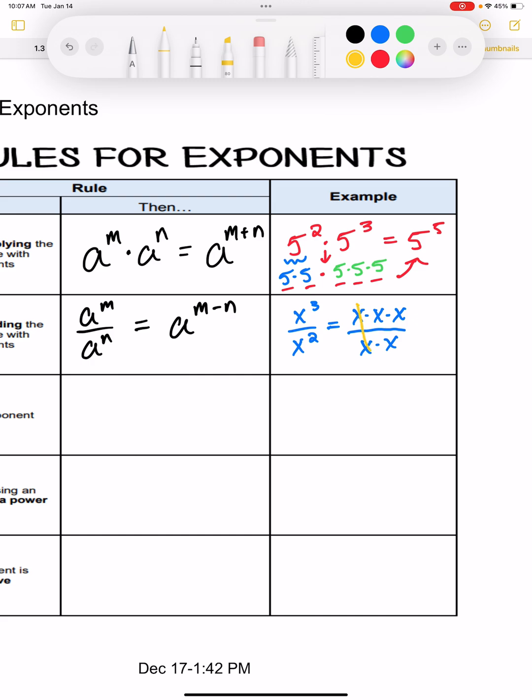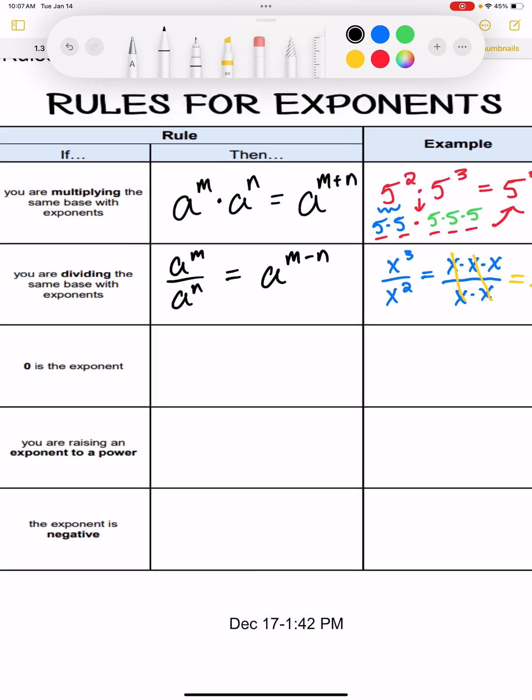So this reduces to 1, that reduces to 1, and then you just have what's left over. 1 times x in the numerator, which is just x, and then 1 times 1 in the denominator, which is just 1, which overall is just x. So x to what power? x to the first power, because 3 minus 2 is 1. Hopefully that makes sense to you.